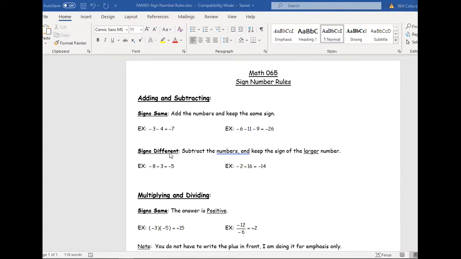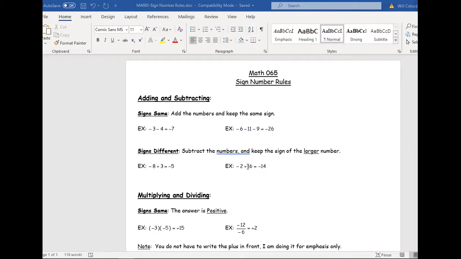Now, if the signs are different, this is when you subtract them. But the thing is, you have to be careful how you subtract them. You have to make sure you keep the sign of the bigger number. So when I did -8 plus 3, look, if you owe me $8 and you pay me 3, you only owe me 5. Now, if you had $16 and you spent 2, oh man, I messed that up. It's supposed to be a plus 14.